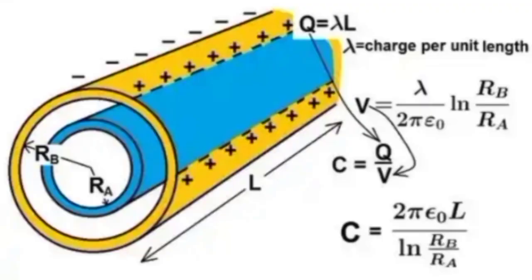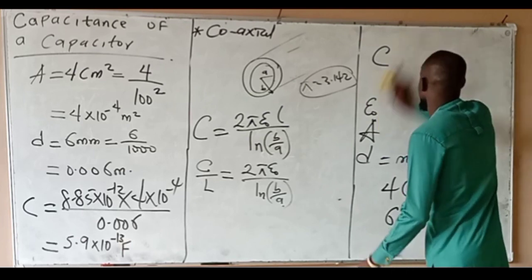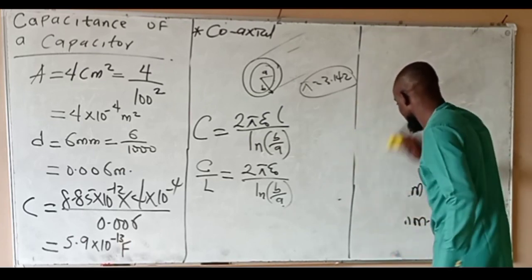Alright, this is a picture view of a coaxial cylindrical capacitor. As you can see, the two cylinders, one is placed inside the other. This is how it looks. So let's look at this question to see what we are going to have.